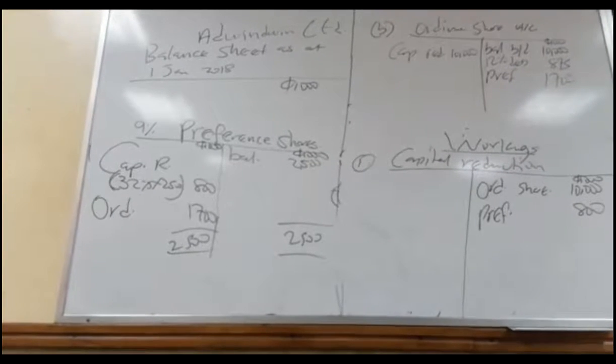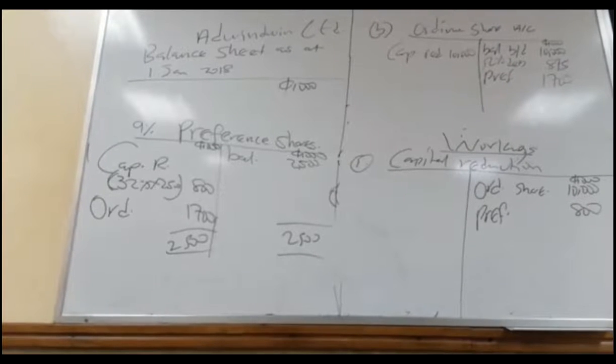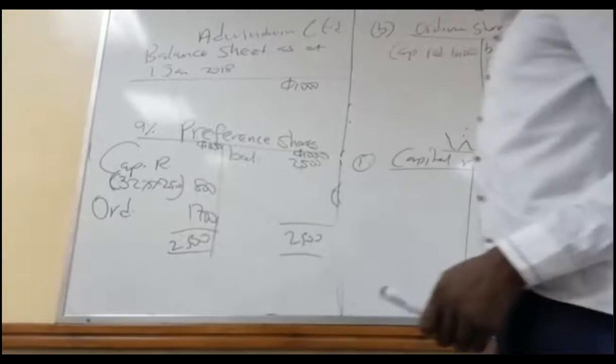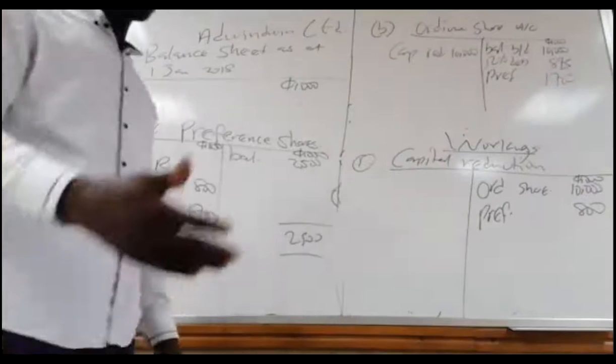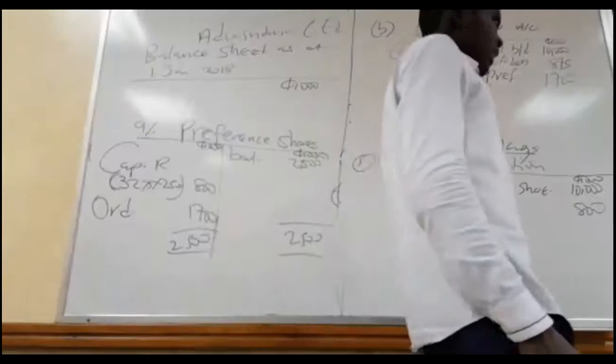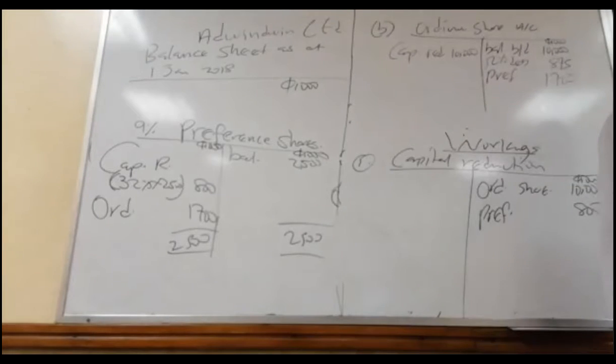Okay, so what you do is this. First, there are 3 steps. Step 1, get the value of how much you are giving them. So here it's 500,000. Step 2, record it in the ordinary share capital account because you are paying them with shares.